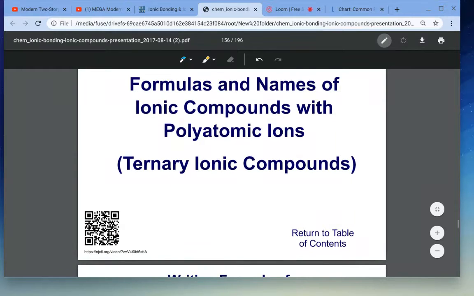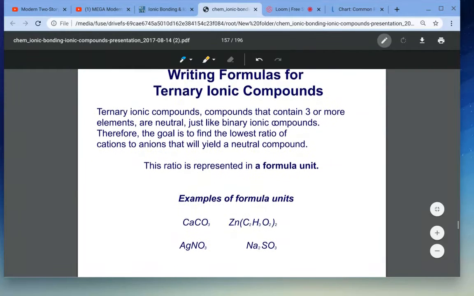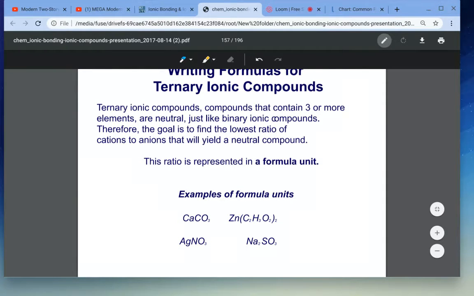All right, so formulas and the names of ionic compounds with the polyatomic ions. Or we call this ternary ionic compounds. Diving right into writing the formulas. Okay, so ternary ionic compounds are compounds that contain 3 or more elements. Right, they're neutral, just like the binary ionic compounds we looked at before. So we did ionic bonding with binary compounds, and then we did ionic bonding with transition metals.